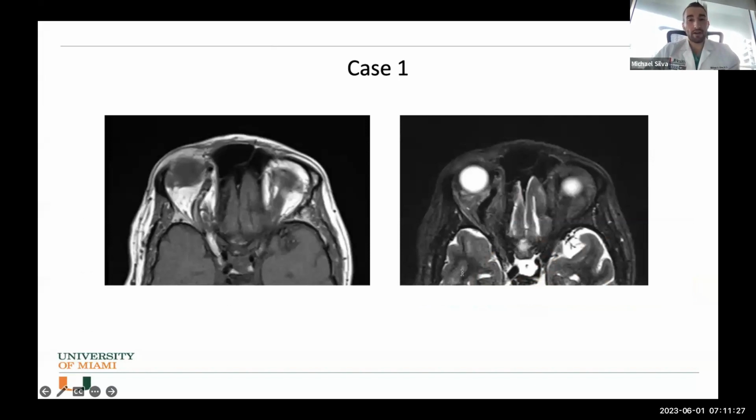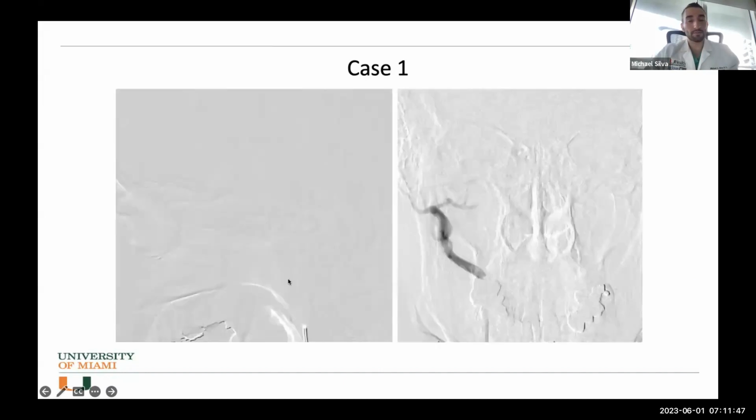So this is an MRI here on the right and left. You can see in the right eye, there's this large vascular structure. And we'll see in the angiogram later what it is, but clearly the right eye is proptotic, and there's this large vascular structure in the superior aspect of the globe, the orbit rather.